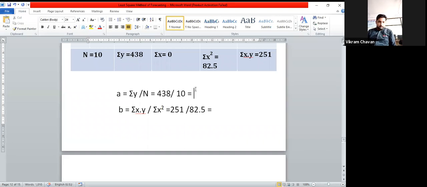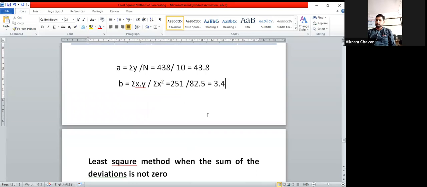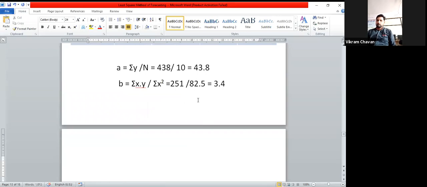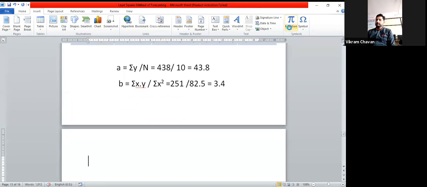Okay, A is 43.8 and B is 3.04, Akash Mane is saying. Any other opinion? A is 43.8 and B is 3.4. Okay, is there any other opinion, or are you getting the same values for A and B? If you are getting the same values, then we can write the straight line equation.